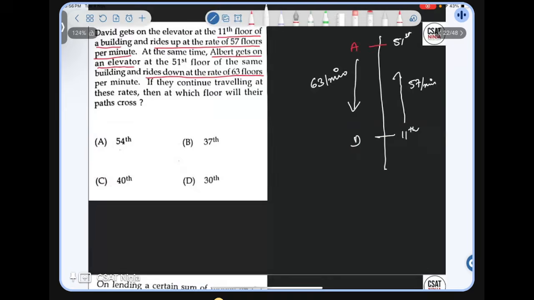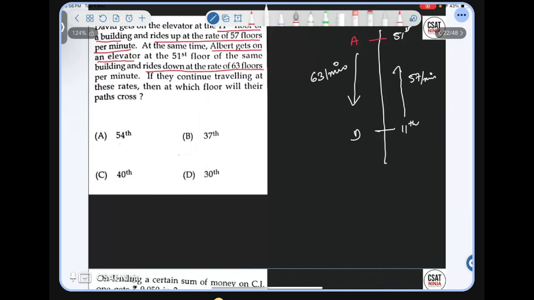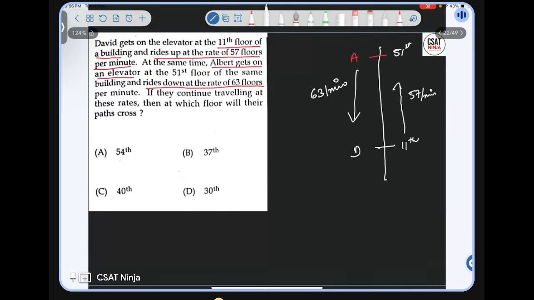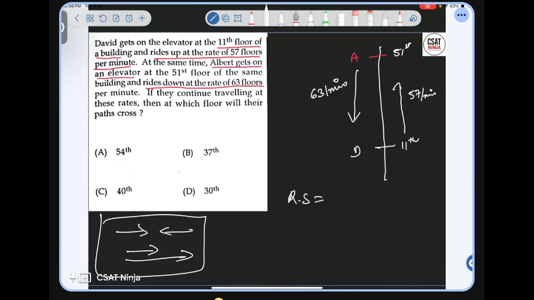Oh, let me insert one more slide. Okay, what I'll do is, we know from speed, time, and distance, if there are two moving bodies, then we need to find relative speed. We call it relative speed. There are two formulas: if both are traveling in the opposite direction, or if both are traveling in the same direction, there's a different formula for that. So in this case, both of them are traveling in the opposite direction.